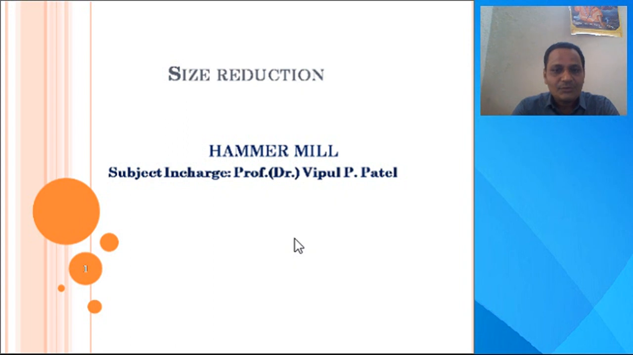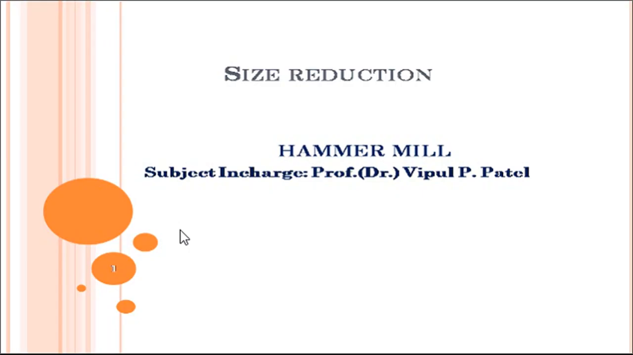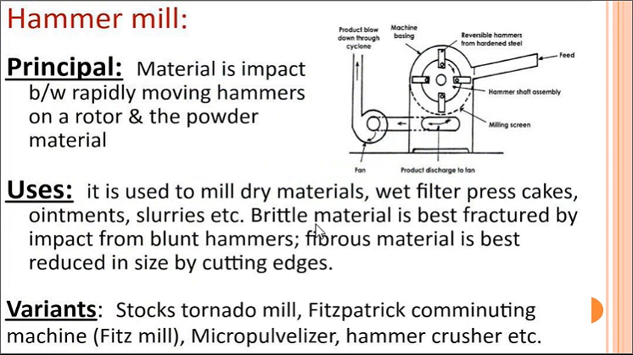Now today we are going to talk about one of the equipment which is called a hammer mill. Let me start with the equipment hammer mill. The hammer mill is a kind of equipment which works on the principle that the material being added undergoes impact between the rapidly moving hammers on a rotor, and the powder form of the material is produced by this mill.